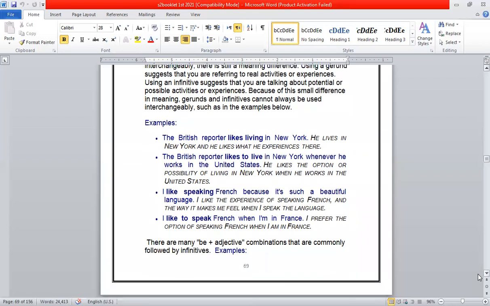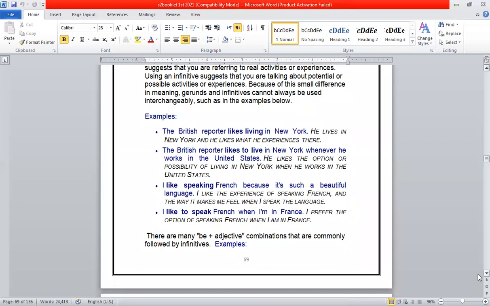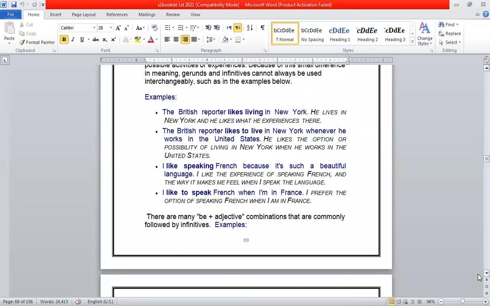Let's see the examples. The British reporter likes living in New York. He lives in New York and he likes what he experiences there. So he already lives in New York and he likes living there. The British reporter likes to live in New York whenever he works in the United States. That means one day he hopes to do that. He likes to do that when he goes to the United States. He likes so much to live in New York. This is not his condition now.